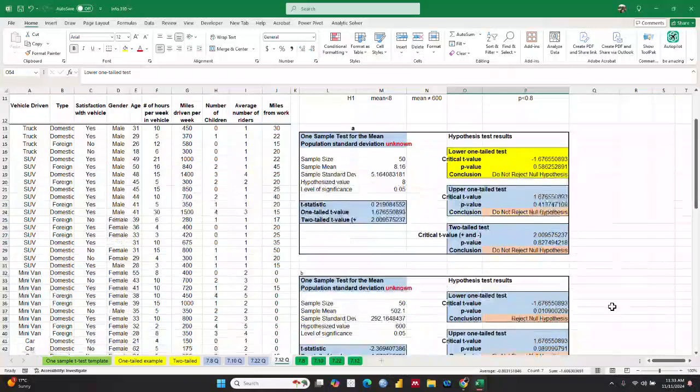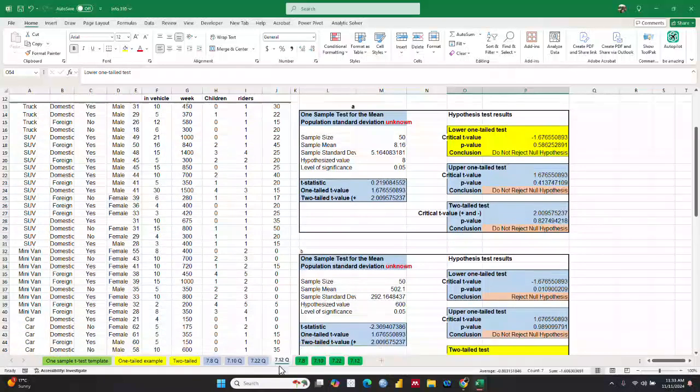So I hope this helps you. I suggest that you do this practice with the other sheets that are given to you, and let me know if you have any questions.